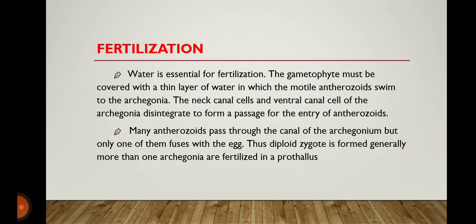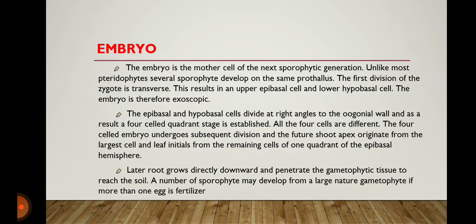Fertilization. Water is essential for fertilization. The gametophyte must be covered with a thin layer of water in which the motile antherozoids swim to the archegonia. The neck canal cells and the ventral canal cell of the archegonia disintegrate to form a passage for the entry of antherozoids. Many antherozoids pass through the canal of the archegonium, but only one of them fuses with the egg. The diploid zygote is formed. Generally, more than one archegonium is fertilized in a prothallus.